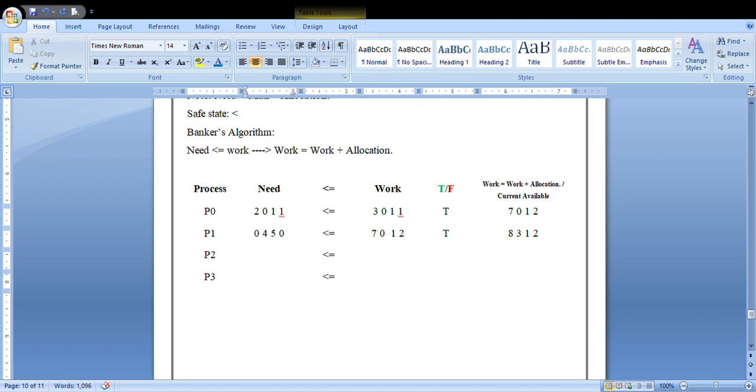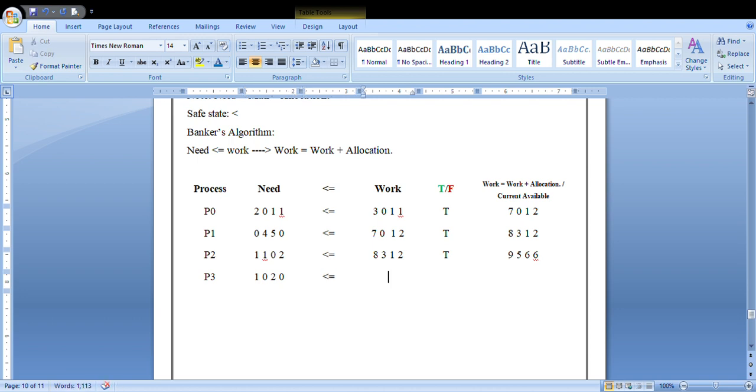Now what is the need for P2 process? It's 1102. New work value or available value, 8312. The condition is satisfied. Calculate the new resource available value, 9566. Next, what is the need for your P3 process? 1020.